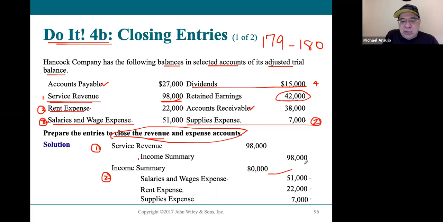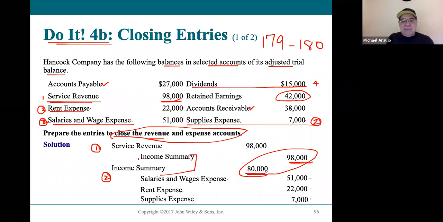Now let's look at what's happening in income summary. These are the two things that are happening in income summary. We have the total revenues on the credit side, and we have the total expenses on the debit side. So this company obviously was profitable, because if your total revenue is 98,000 and your total expenses were 80,000, you had a profit of 18,000 for that period of time.